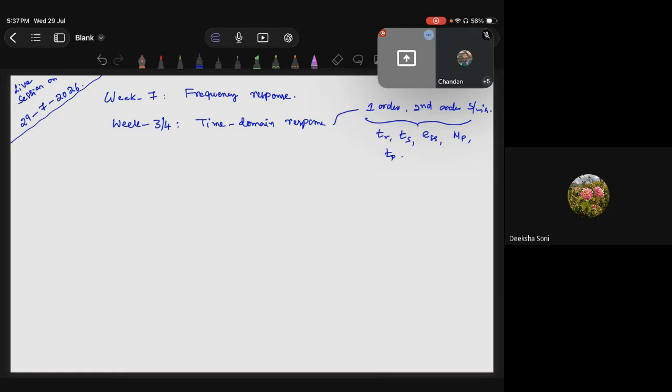Okay, so now in this week 7, in a similar way to time domain response, we have something called the frequency domain response. In this also we'll be defining the parameters. So majorly here in the frequency domain response.